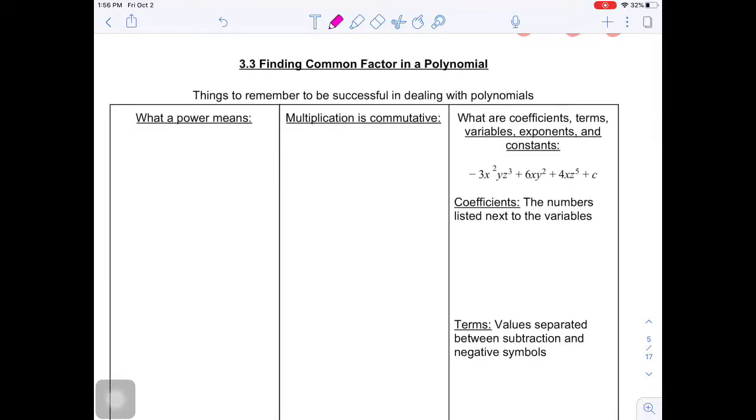So now we're on to 3.3, and this is finding common factors in a polynomial. Okay, so remember what a factor is. It's something that can be divided by two numbers. So like 2 and 8, they both can be divided by 2, right? This equals 1, this equals 4. So that makes this 2 the common factor. Or if you have like 9 and 12, they're both divisible by 3. So here's the common factor, okay, which would be 3.